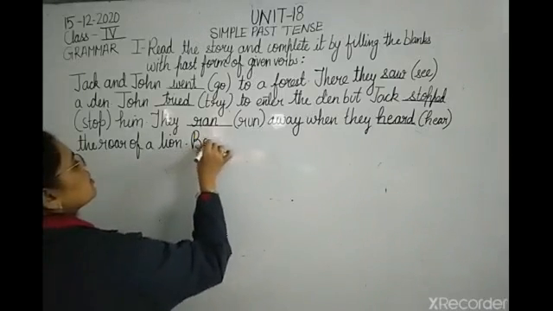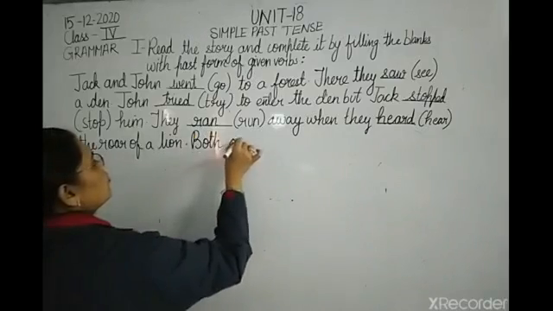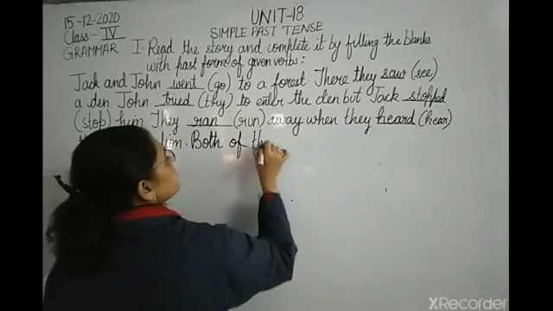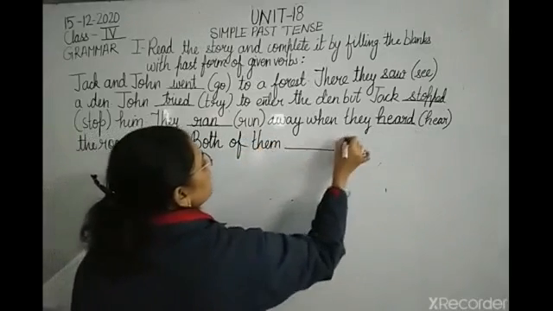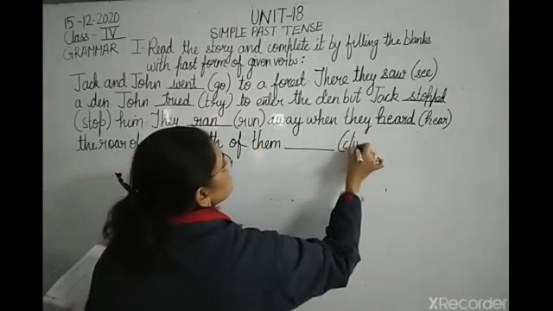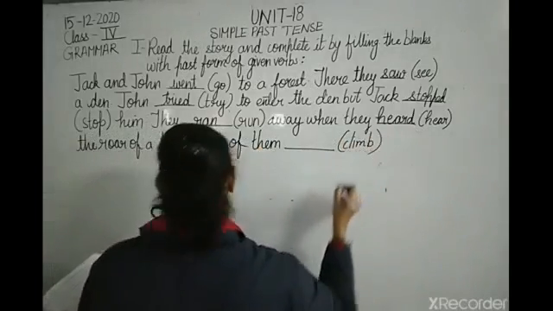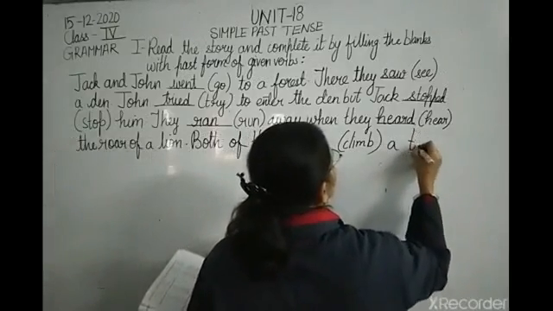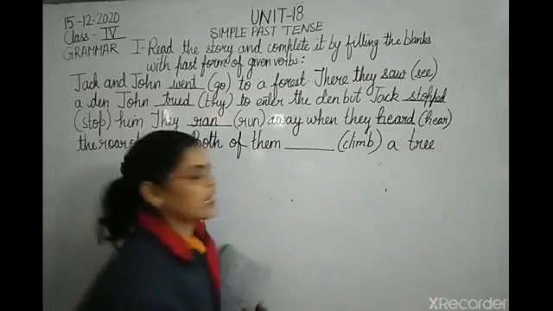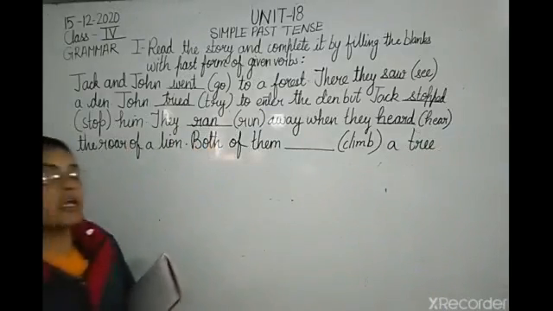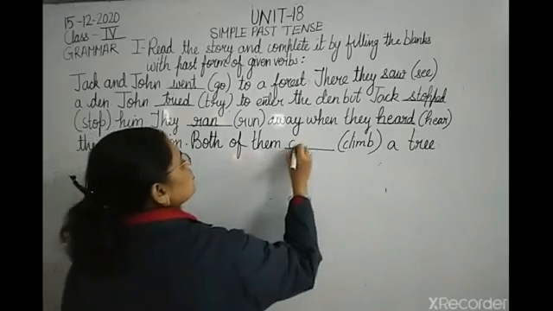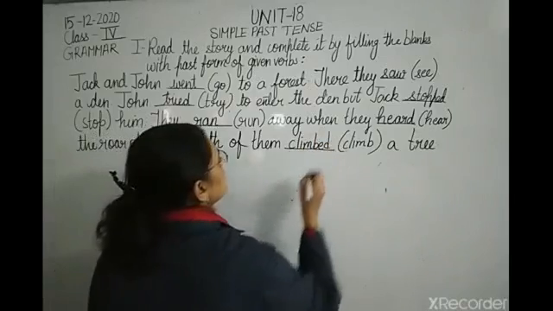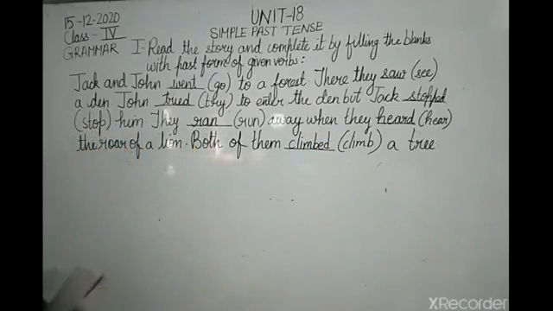Both of them dash, the verb given in the bracket is climb a tree. अब बेटा climb का past tense कैसे फॉर्म करेंगे? By adding ed. तो क्या हो जाएगा? Climbed. Both of them climbed a tree.